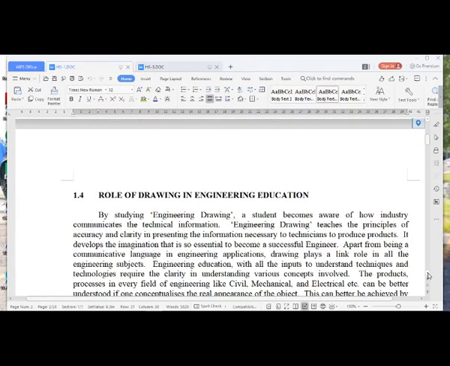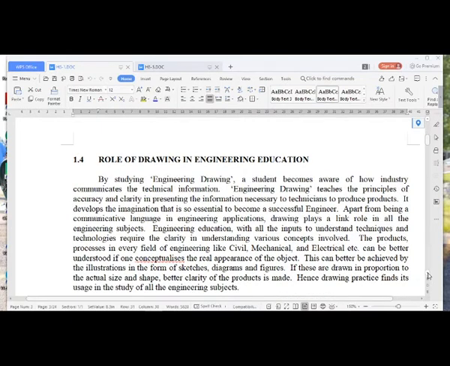Now, first, what is the role of engineering drawing in education? By studying engineering drawing, a student becomes aware of how industry communicates the technical information. Engineering drawing teaches the principles of accuracy and clarity in presenting the information necessary to technicians to produce products. It develops imagination that is so essential to produce a successful engineer. Apart from being a communication language in engineering applications, drawing plays a link role in all the engineering subjects.